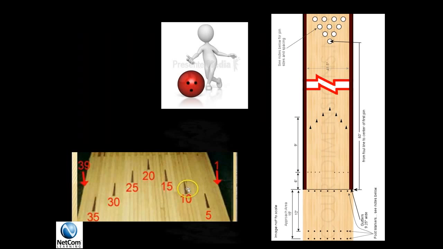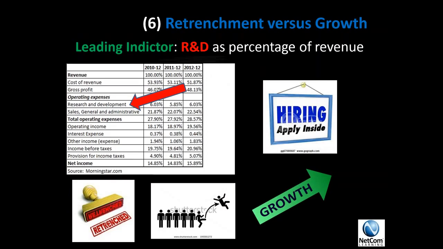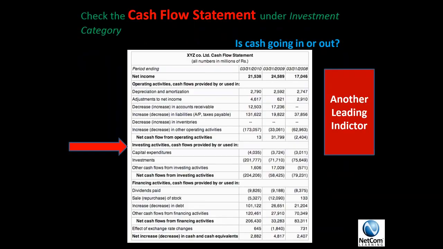So just a quick review of a leading versus lagging indicator. Our final dimension is retrenchment versus growth. Is a company growing or retrenching? Well, how could we determine it? As a leading indicator, look at R&D expenditures as a percentage of revenue, and often that could be found on the income statement.